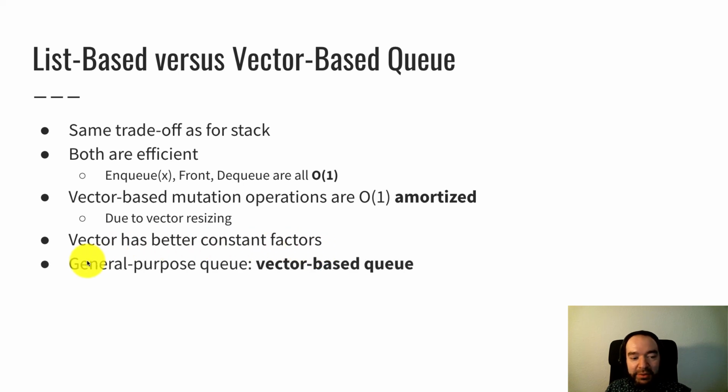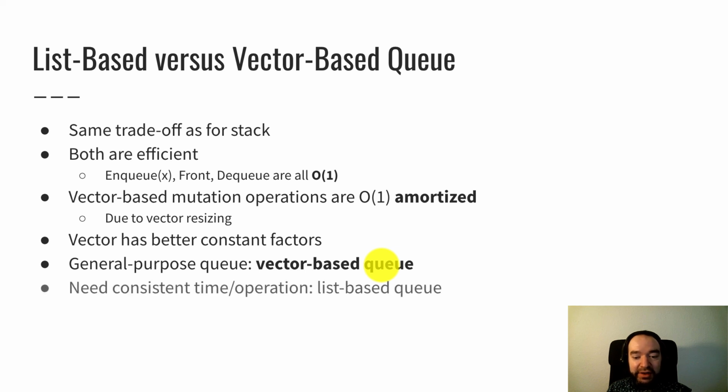So because of that, our decision is for a general purpose queue, use the vector-based queue. Both data structures have constant time operations. They're both super fast. So the tiebreaker is the constant factors, and in general, the vector-based queue is the better one to use. But if that amortized aspect of the nq and dq operations is unacceptable to you and you need consistent time per operation, that's where the linked list-based queue would win out.